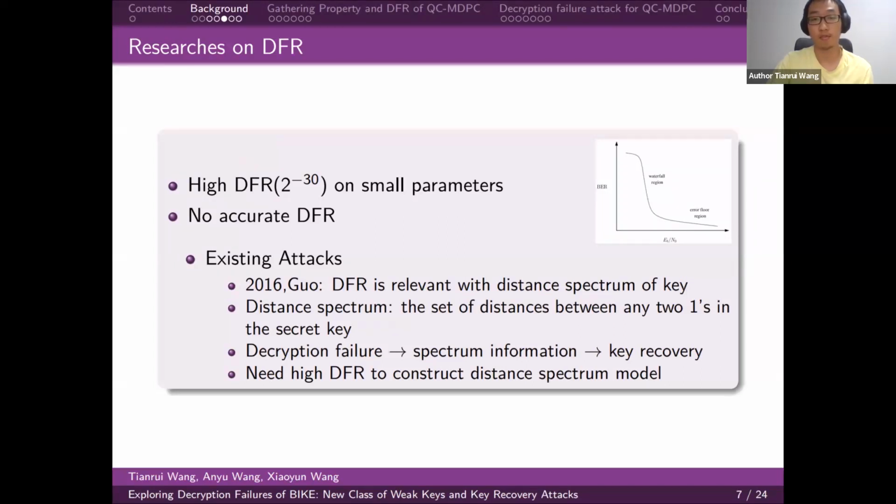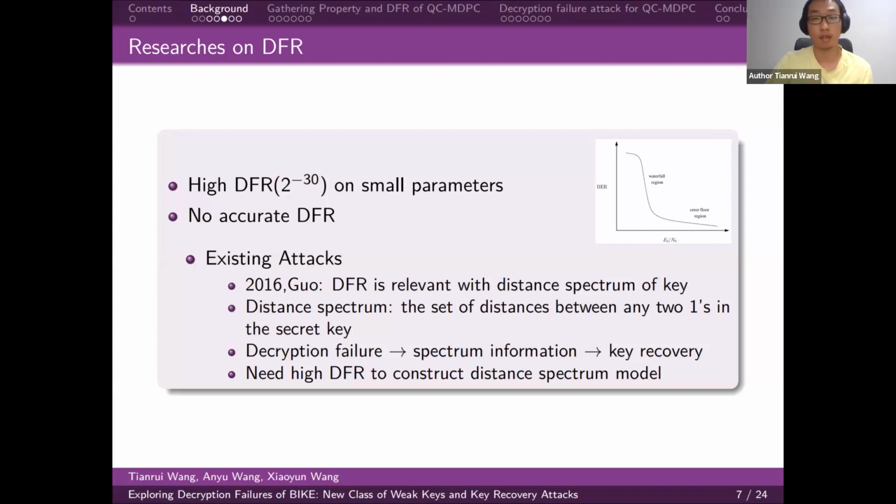The accurate DFR of bit flipping is hard to predict. In this figure, as the code length increases, the logarithm of DFR falls quickly in the waterfall region and slowly in the error floor region. However, estimating DFR is important due to its potential vulnerability to attacks. In 2016, Guo established a relationship between DFR and the distance spectrum of the secret key. The distance spectrum is the set of distances between any two ones in the secret key.